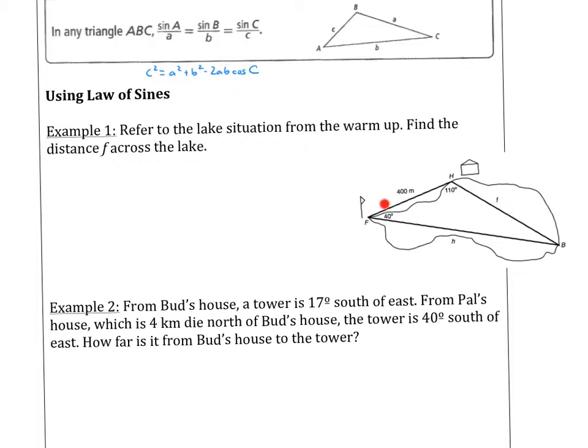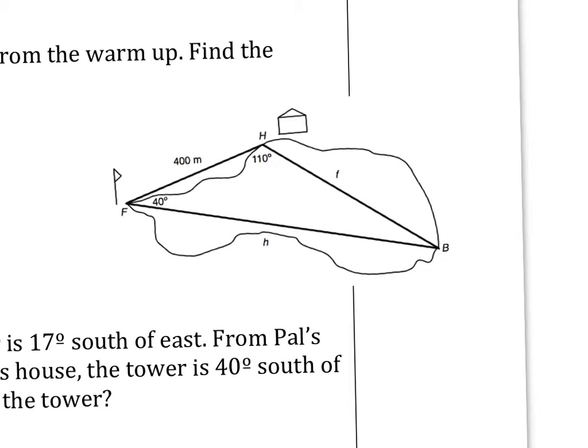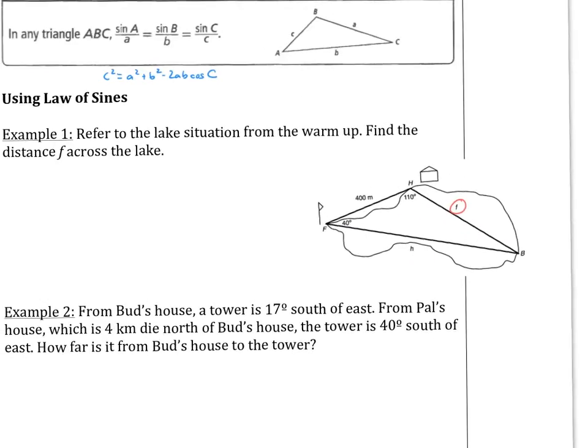So here's the lake situation from the warm-up. And we're going to find the distance across the lake. If you couldn't tell, this whole little thingamajigger is the lake. And this is just the line of sight from a house to a houseboat, or a boathouse over here. And here's a flag line of sight. So they're able to measure this degree and this degree. But these two going on the water, they were unable to measure those. So we're trying to find out what F is here.